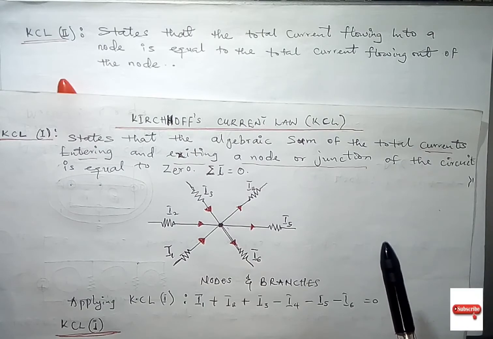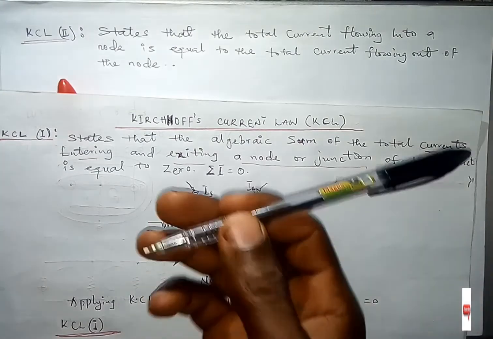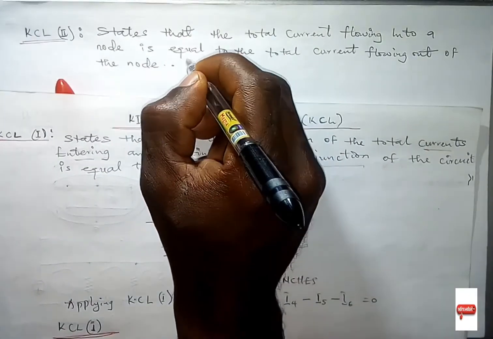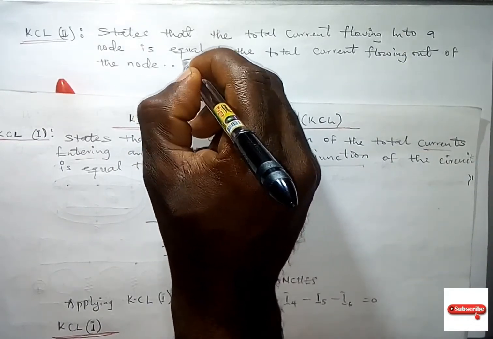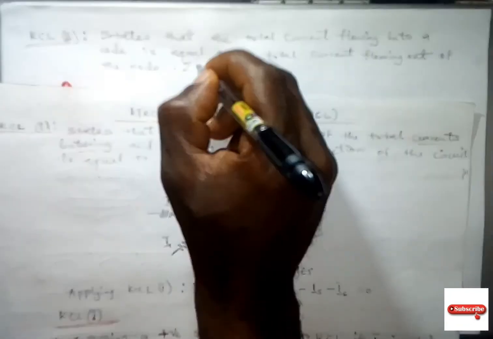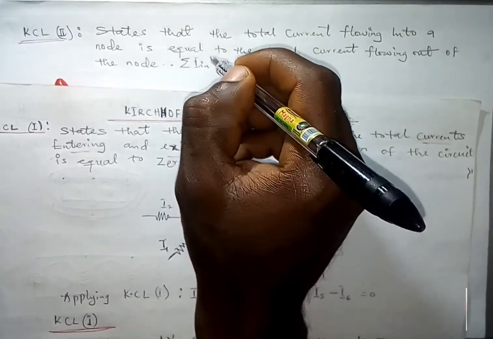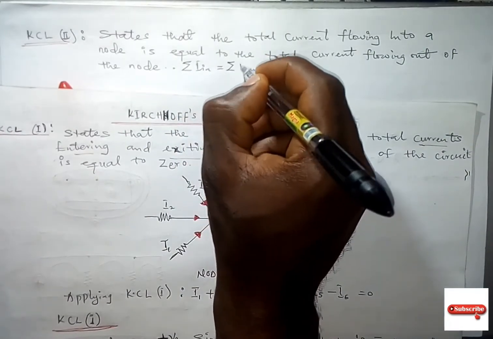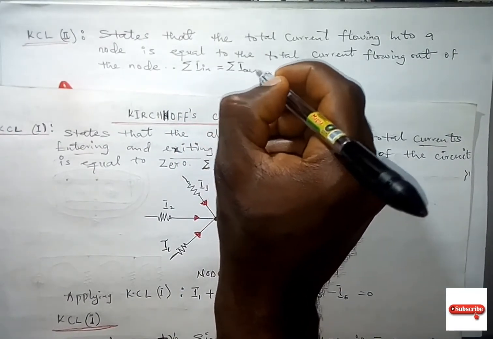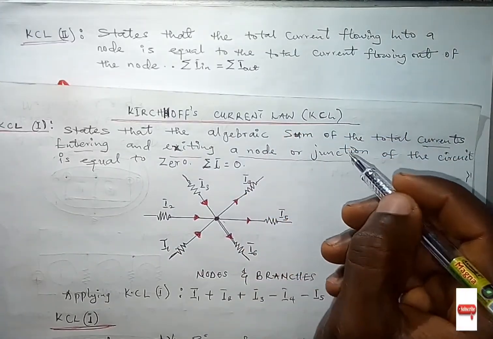So not just a law, but it's a law that is applicable in circuit analysis. So what we mean now is that the algebraic sum of current, you can call it I in, that enters a node must be equal to the algebraic sum of current, we can term this one I out, that leaves the node. So that is what it means.